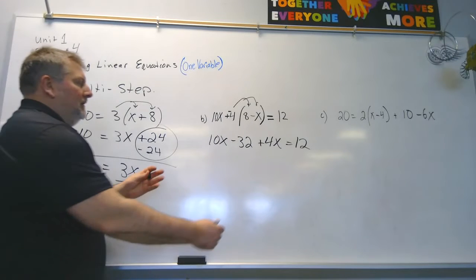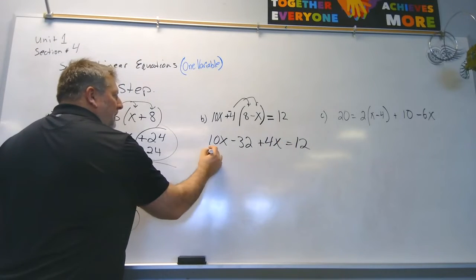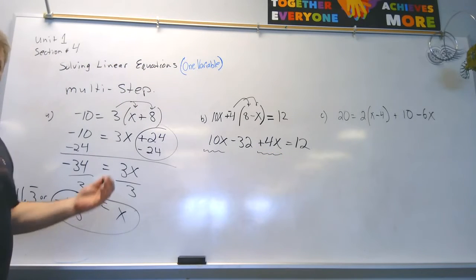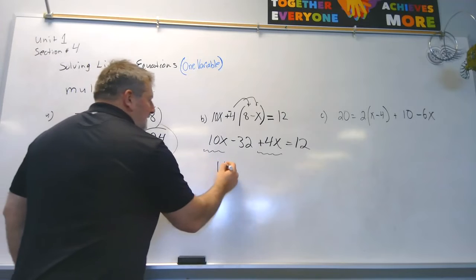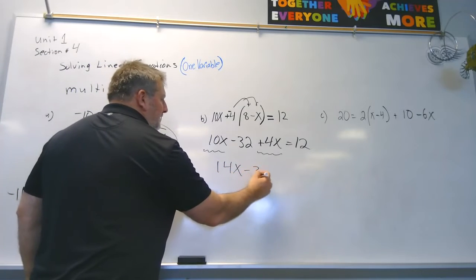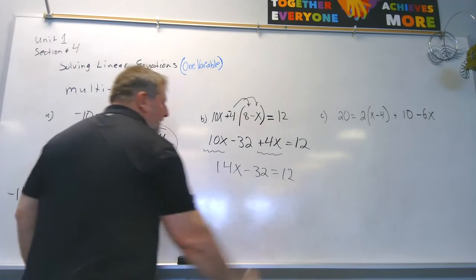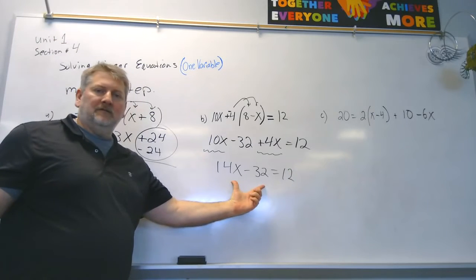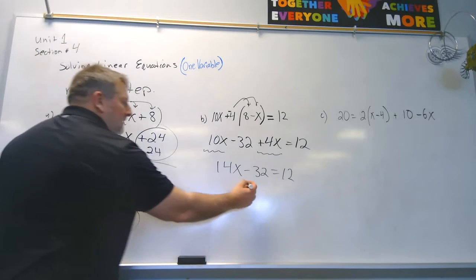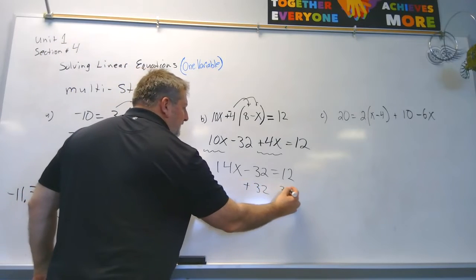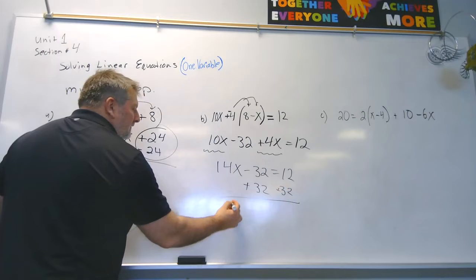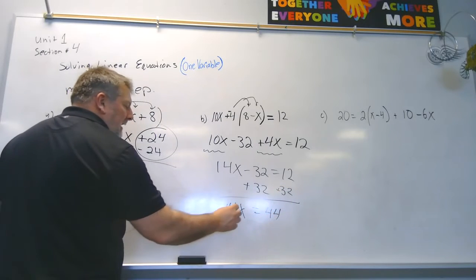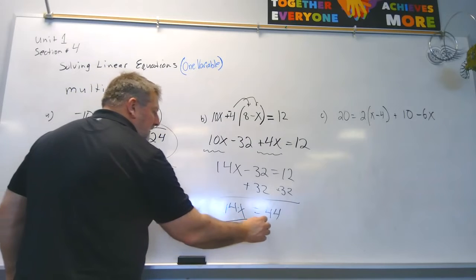Now I'm looking here at the left-hand side. I notice I have 10x and 4x. They are like terms. I'm going to combine those together. That'll give me 14x minus 32 equals 12. Now if you notice at this stage, there's now a 2-stepper. Almost done. Add 32 to both sides. You get 14x is equal to 44. And then last step, divide by 14.